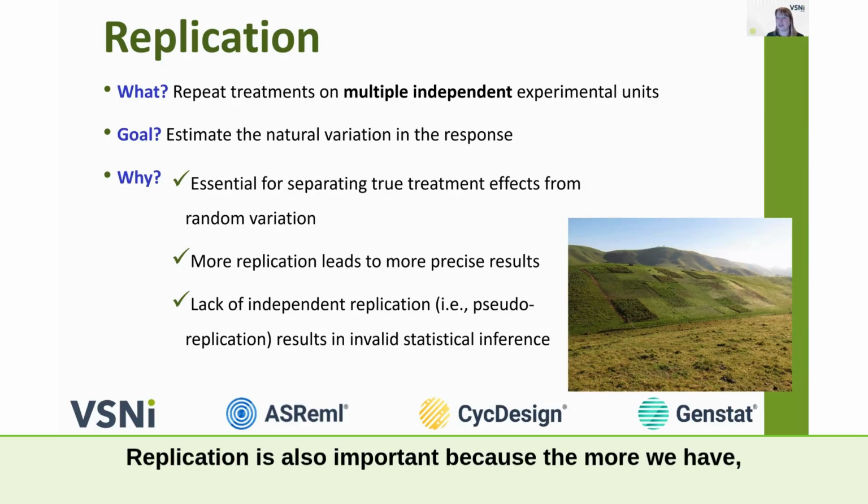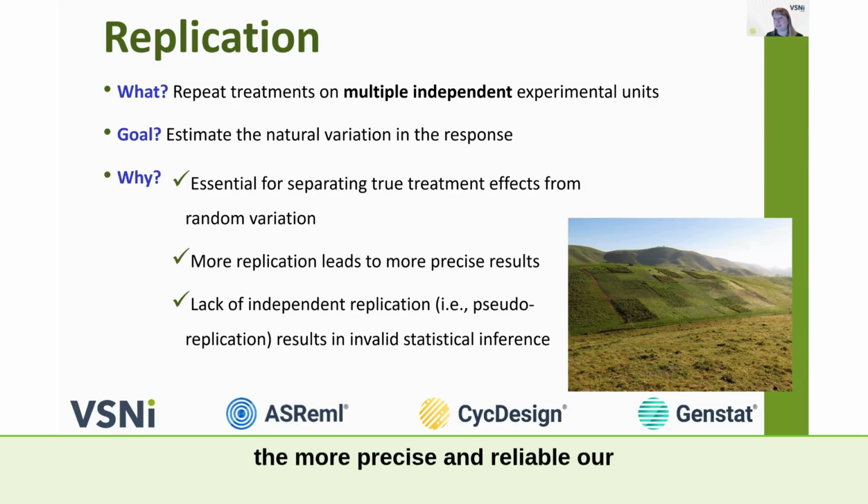Replication is also important because the more we have, the more precise and reliable our results will be. But alas, without true replication, for example, if we have pseudo-replication, which I'll talk a little bit more about later, our statistical inference is invalid and we risk drawing the wrong conclusions about our research.